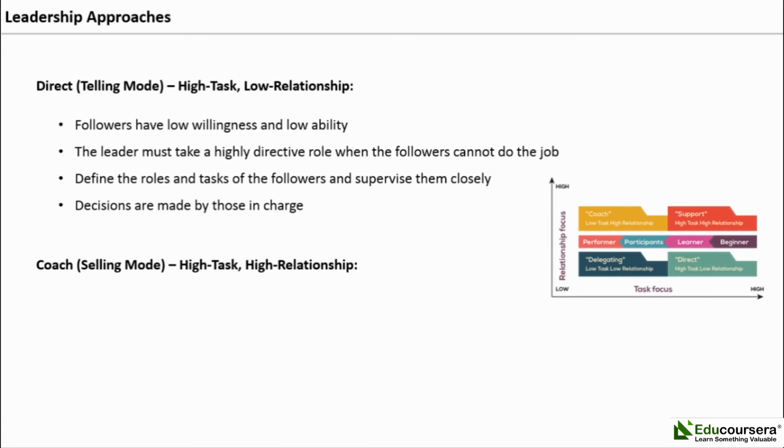Coach, or selling mode. High task, high relationship. The followers in this case have high willingness but low ability for the task at hand.